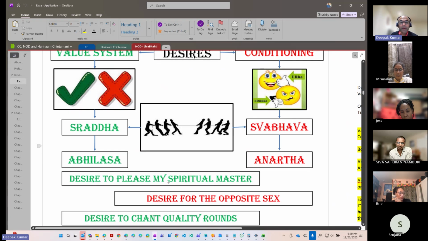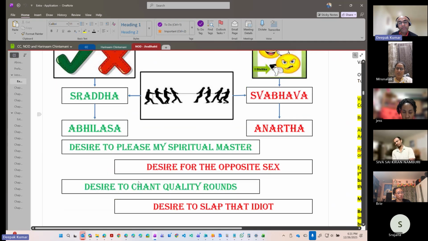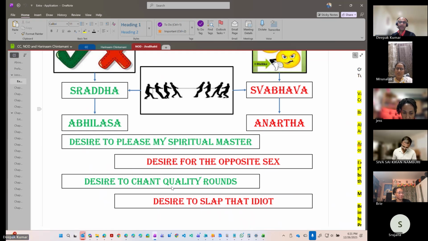Okay. So here, desire to please my spiritual master. That's my abhilasha. I want to really please my spiritual master. That is coming from the Shraddha side, value system. On the other side, desire for the opposite sex. I really want a good life partner, good looking, who can satisfy me, who can really protect me, who can do this, who can do that, right? So these are just examples. Then one other example, desire to chant quality rounds. I want to really chant, and then that person cut my car. I just want to go and slap him, right? Anger.